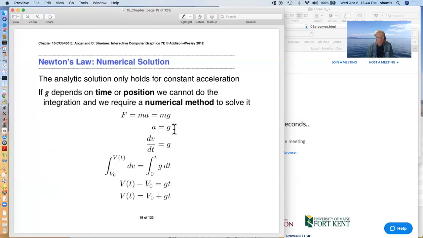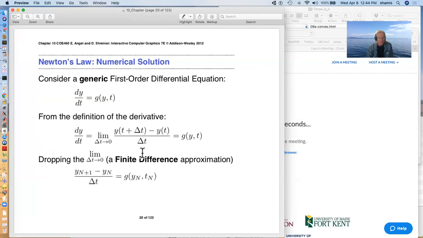If g happened to depend on time, I can't do this integral, and so this all breaks down. So we have numerical methods. A generic first order equation is rate of change of something is equal to some function of that something and perhaps time. From the definition of the derivative, I have y at t plus delta t minus y at t over delta t. In the limit as delta t gets infinitely small, this is the definition of the derivative. This is equal to this function at y and t.